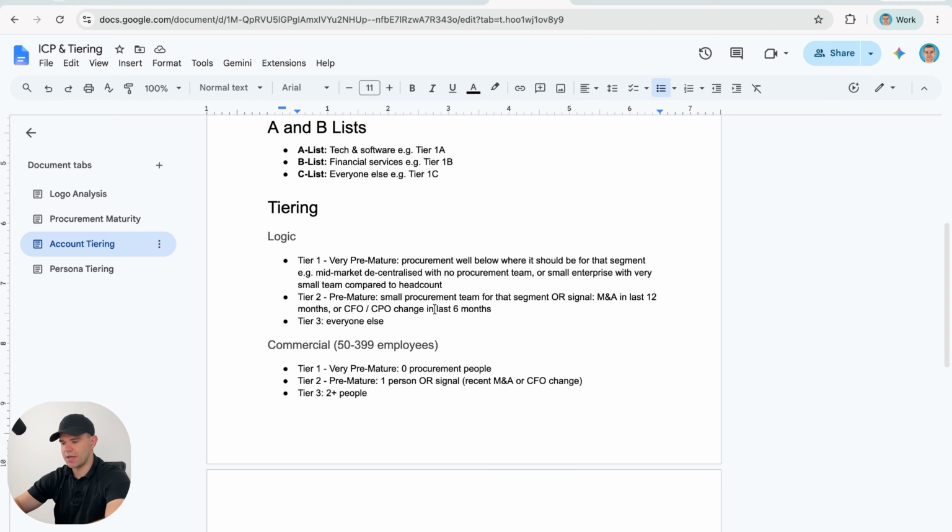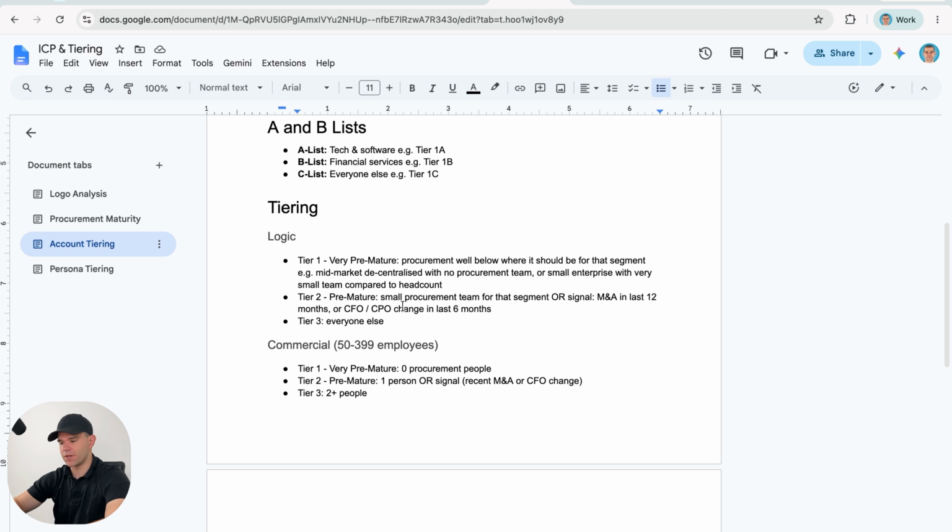Tier 2 needs to be premature, so small procurement team for that segment, or a signal. So it could be an M&A in the last 12 months, because if there's been an M&A, chances are that there's a big software consolidation exercise that needs to take place. And so that's going to be higher on the priority list. And what does an intake to procure platform do? It helps with renewals. It helps with streamlining procurement. So it's a very, very relevant signal.